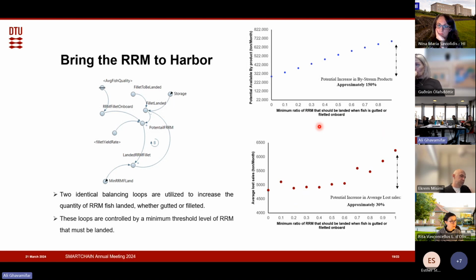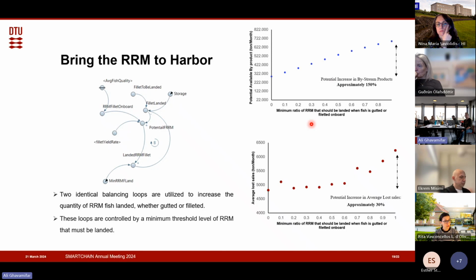The 0 means that they don't need to bring the restaurant material to the harbor, and they just can bring the fish or the processed fish to the harbor, while the 1 means that they need to bring all of the restaurant material to the harbor. And then we did a study for that, and we can see that bringing all the restaurant material to the harbor will increase the potential biostream products by about 150% on average, but we will have approximately a 30% increase in the average lost sale. So it's up to the policy makers and managers to do something to have a trade-off for that.